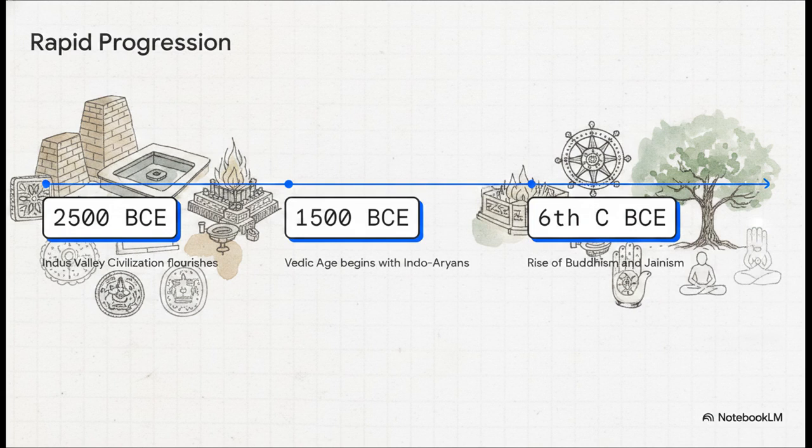Right off the bat, you see this rapid, profound progression. We kick off around 2500 BCE with the Indus Valley Civilization, move forward a millennium to 1500 BCE, and we hit the Vedic Age. Then, by the 6th century BCE, we witness the incredible intellectual and spiritual rise of Buddhism and Jainism. It's just wild how quickly we move from building physical infrastructure to constructing highly complex spiritual philosophies.